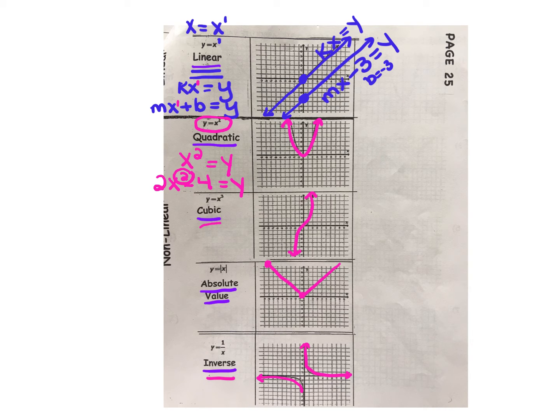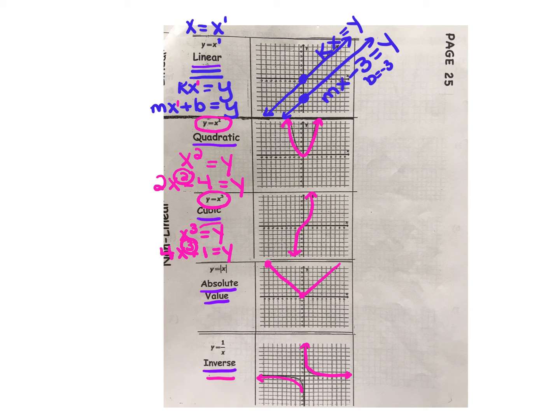For the next one, a cubic, we have x to the third power equals y. And this can be more complicated, like 4 times x cubed plus 1 equals y. But if the highest power is 3 on our x, we know it's a cubic.